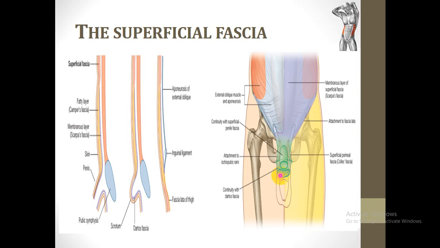dartos fascia, as we said earlier, but the membranous layer attaches firmly to the linea alba and to the pubic symphysis, then descends anterior to the perineum and attaches to the ischiopubic rami to form a superficial perineal fascia called Colles fascia. Also, the membranous layer attaches to the pubic symphysis and sends an extension to attach to the dorsum and the side of the penis to form the fundiform ligament of the penis.